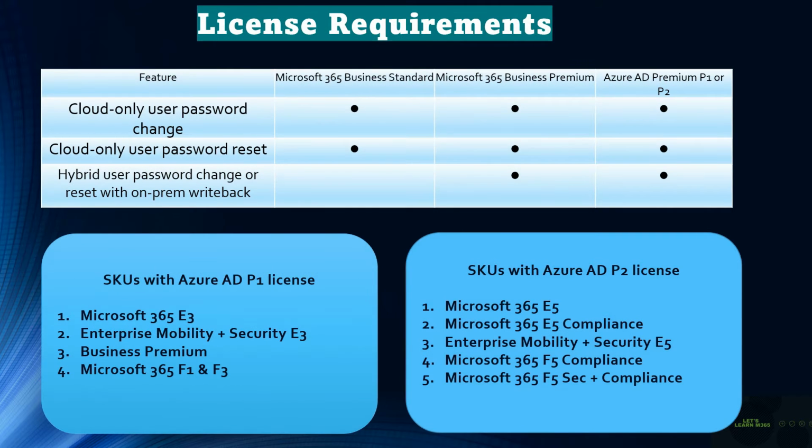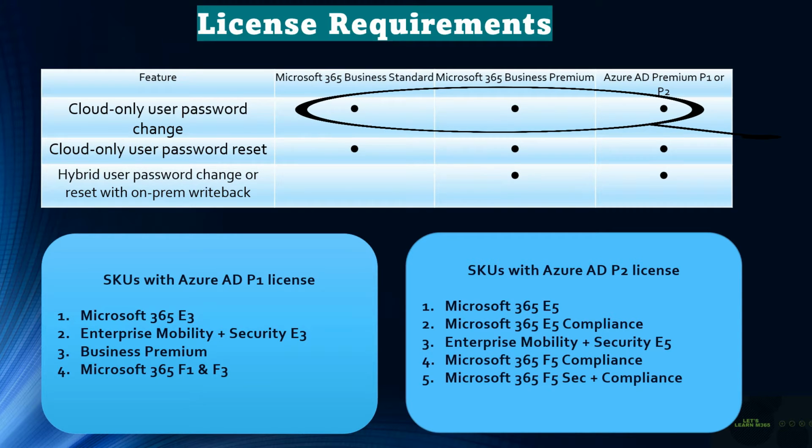Moving on, let me now talk about the licensing requirements for the SSPR feature. There are different features that SSPR provides. The first one is that users can change their password. So this comes in handy when users are aware of their existing password and they simply want to change it to something else. To use this feature, you require either of these licenses.